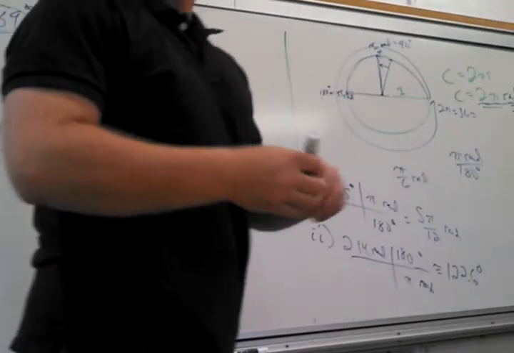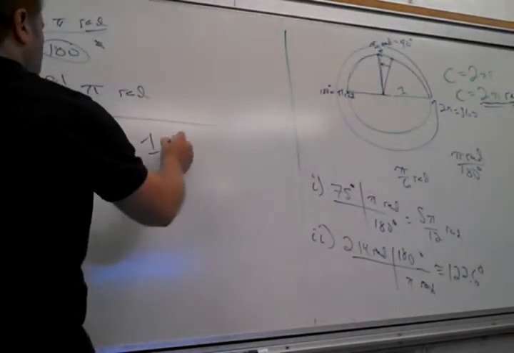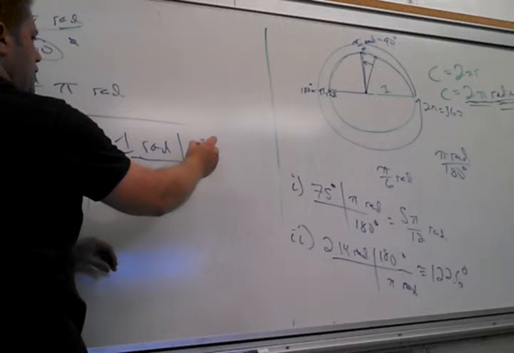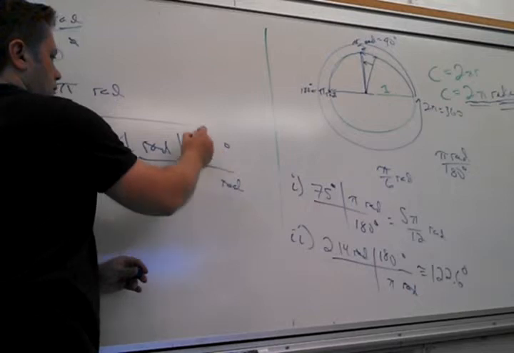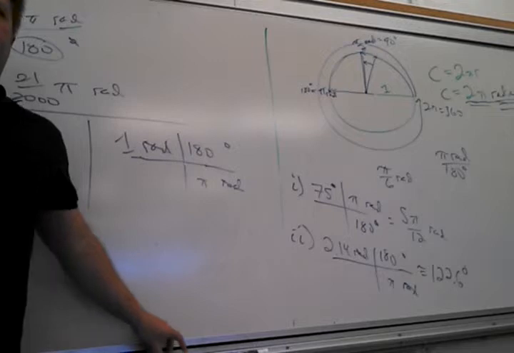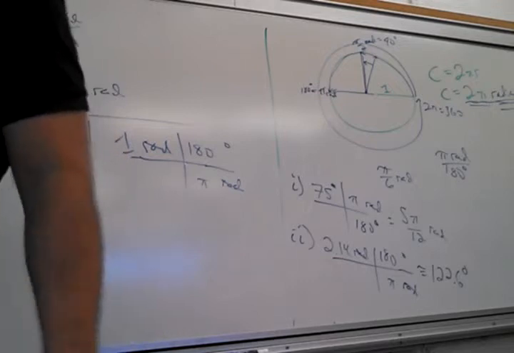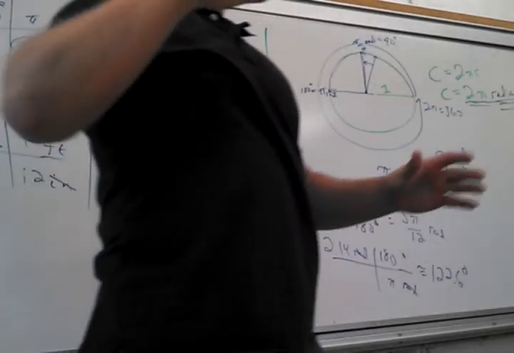How many degrees would 1 radian be? 90? No. It's not 90, right? So let's see. 1 rad. I want to get rid of rad, and I want to go to degrees. So 180 divided by pi. Cool. All right, there you go. So that kind of makes sense. It's a little more than a quarter. A quarter would be 45 degrees. It's a little bit more than that.